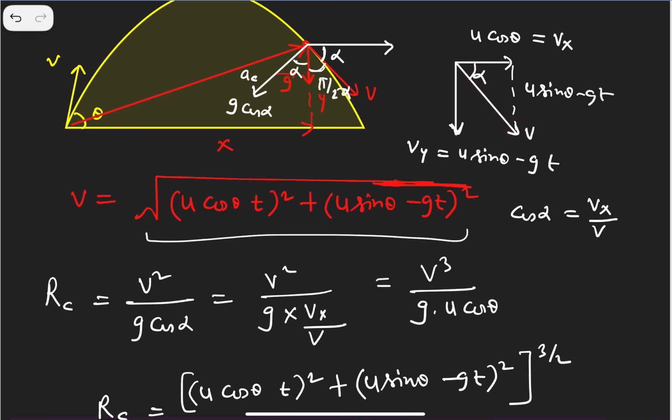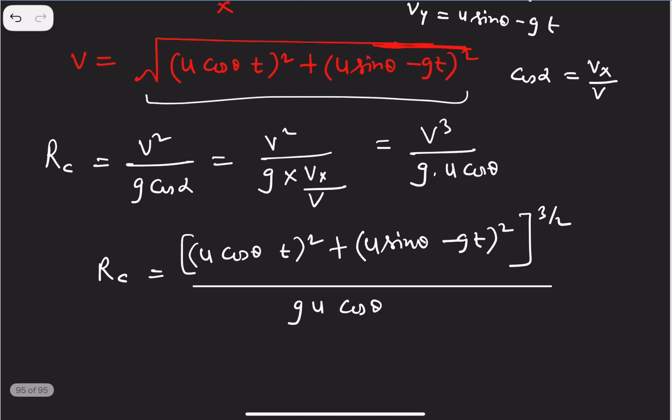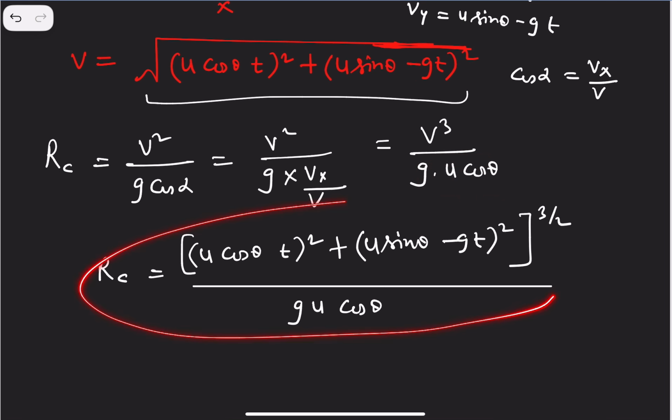So if you see, if this is the right angle triangle I take, cos alpha will be Vx, which is u cos theta, divided by V. So I put the cos alpha here, that is Vx by V, which is equal to u cos theta divided by V. V went up, that is V cube, and then we just put in the values, and that is the answer of radius of curvature for any general time t.